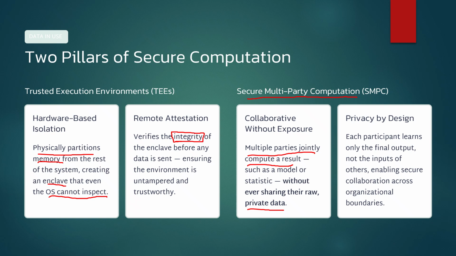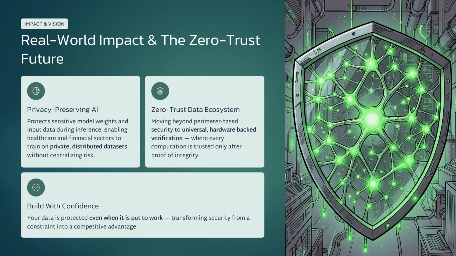So these are the two ways by which we can secure the data while it is in use. So how can that help? That can help in preserving privacy, and with the zero trust data ecosystem that is growing, with SMPC and TEE together, we can put the data in use even in secure mode. So that is how we secure the data in use.